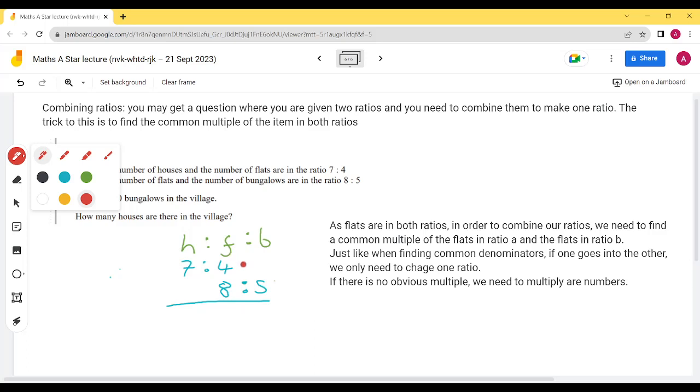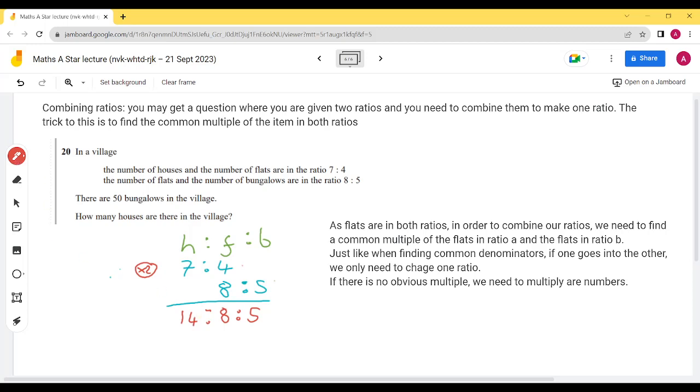So in this case, we've got 4 flats in the first ratio, we've got 8 flats in the second. So the common denominator is 8 because 2 4s are 8. So all we've got to do here is multiply our first ratio by 2. And so that means we're going to have 8 here for flats. Bungalow stays at 5. Houses, we've got to do 7 times 2, which gives us 14.